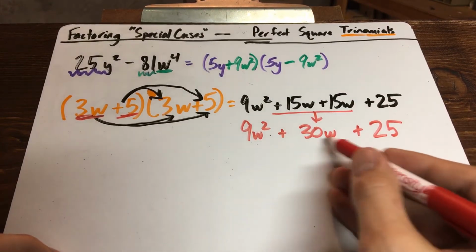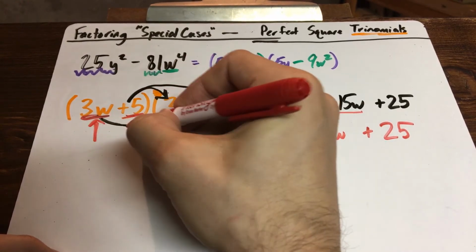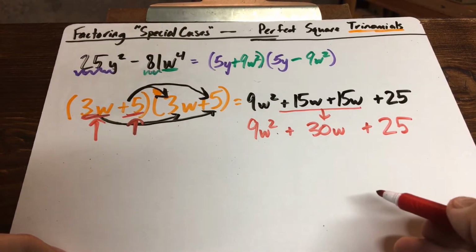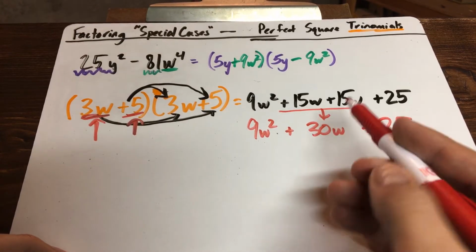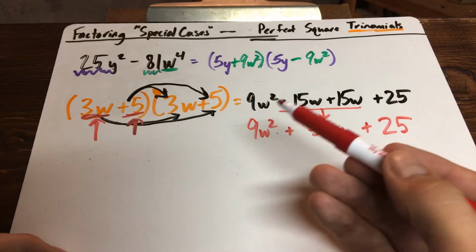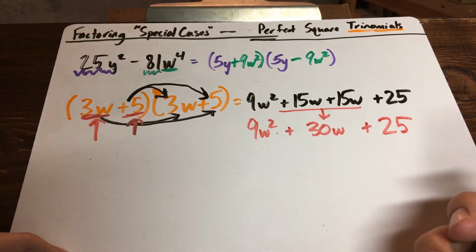And then to get the term in the middle, you'd always do this times this, and then you would double it. So 3w times 5 is 15w, and then you double it, because it's the same thing twice in a row, and that's how you came up with that. Now, that's not actually what today's lesson is. That was earlier in the chapter. That was how we multiplied special cases.